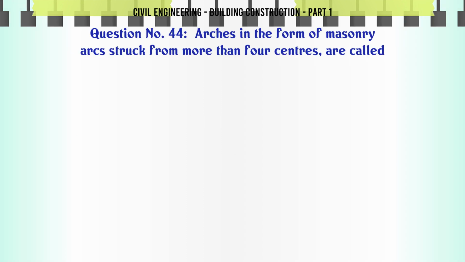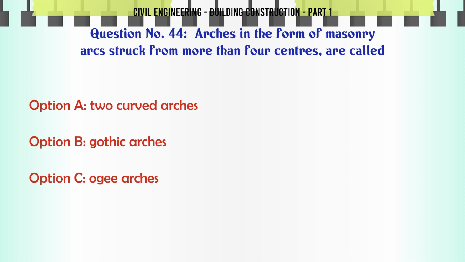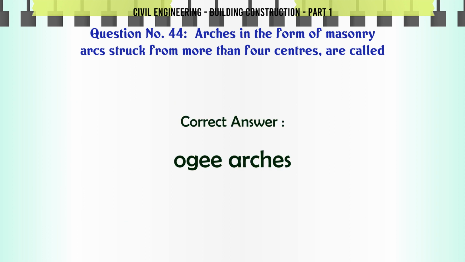Arches in the form of masonry arcs struck from more than 4 centers are called A, curved arches, B, Gothic arches, C, ogee arches, D, drop Gothic arches. The correct answer is ogee arches.